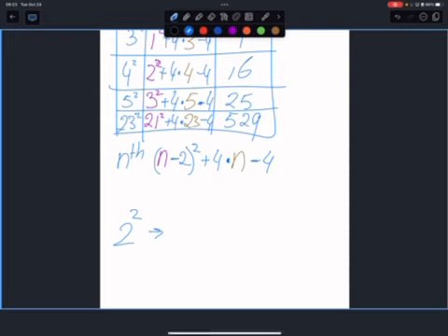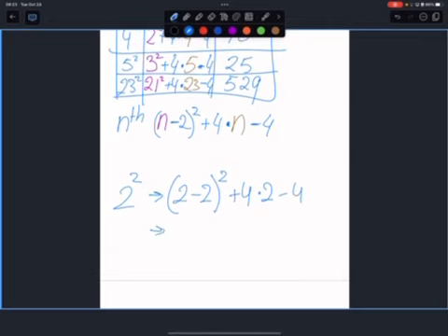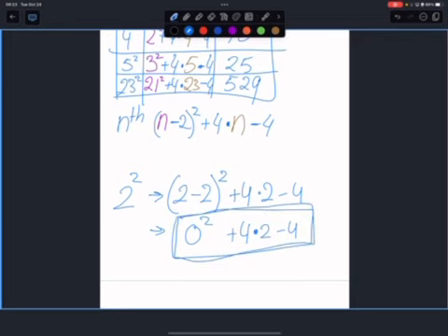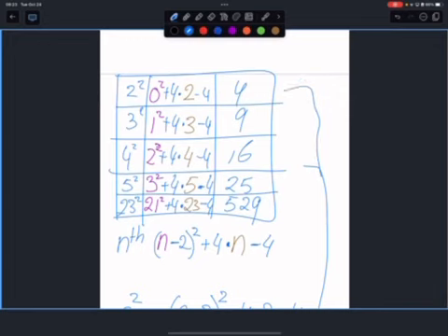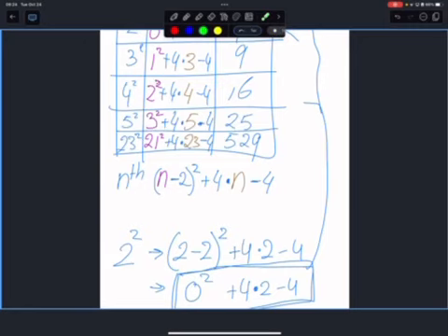So what is my n? My n is 2. Minus 2 squared plus 4 multiplied by 2 minus 4. If you continue to make it, you get 0 squared plus 4 multiplied by 2, subtract 4. And if you notice, this equation is the exact same equation as there. Yes, this equation applies to all.